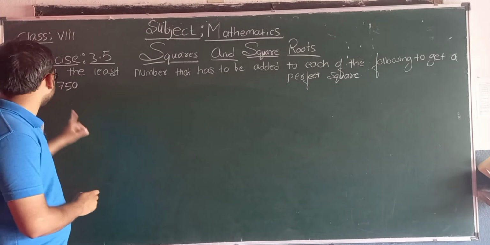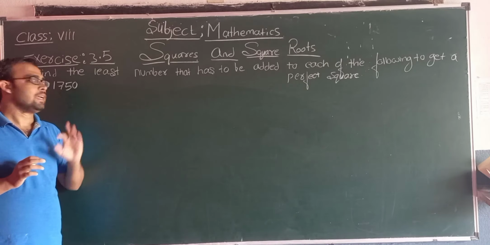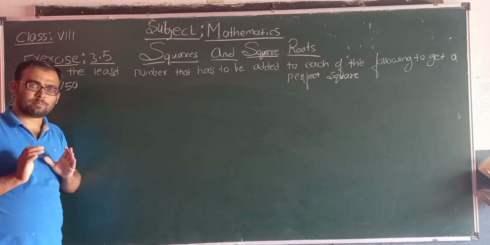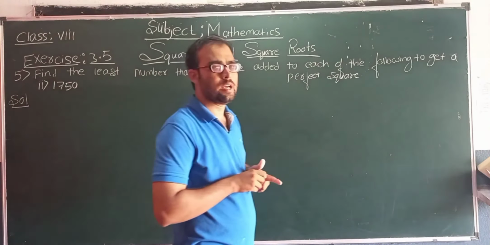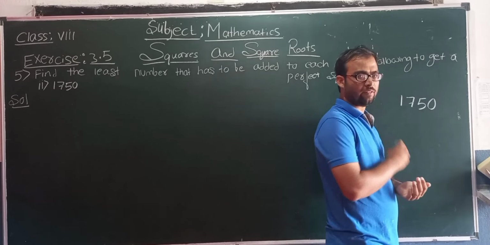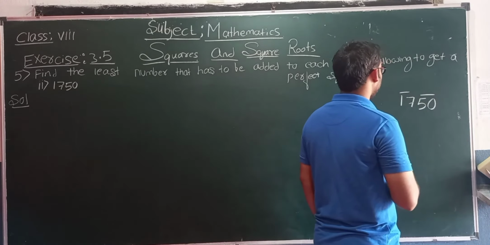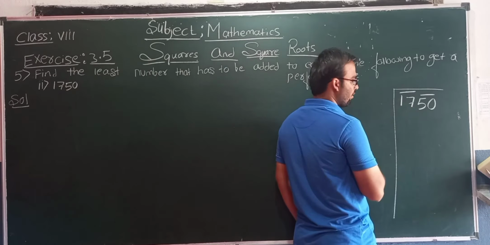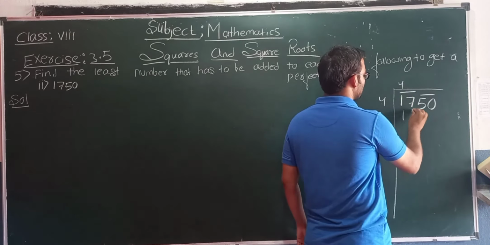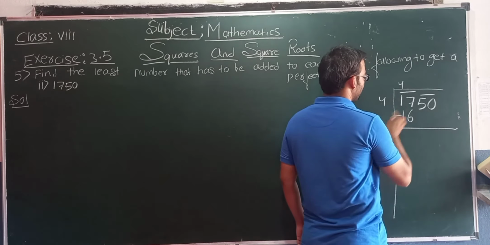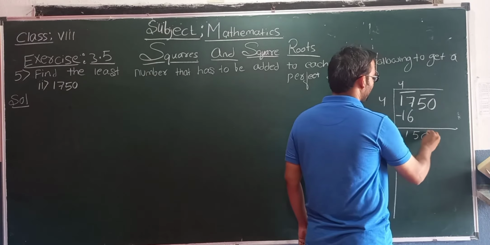Okay, so what is the given? 1750. So now what do we need to find? This is not a perfect square, but when we add a particular number to this number, then we will get a perfect square. Okay, students, here we have written the number. Now we need to consider this part. Okay, now what is the next step? We have to write numbers. 4 fours are 16. 17 minus 16 is what? 1. So bring down these numbers, that is 150.